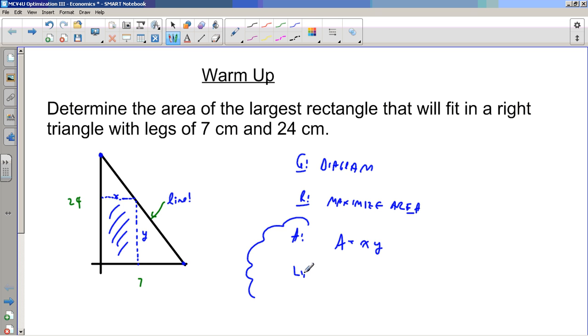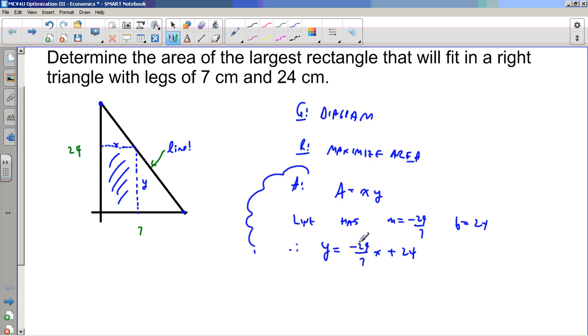The slope is down 24, right 7, right? So the line has slope negative 24 over 7. And what's the y-intercept? The y-intercept is 24. So therefore, the equation is y equals mx plus b. Wow, well, that means I've got my expression that I can put in there, and then I'll have only a function that has an input and an output, just like we need. So therefore, the area is equal to x times negative 24 over 7 x plus 24.